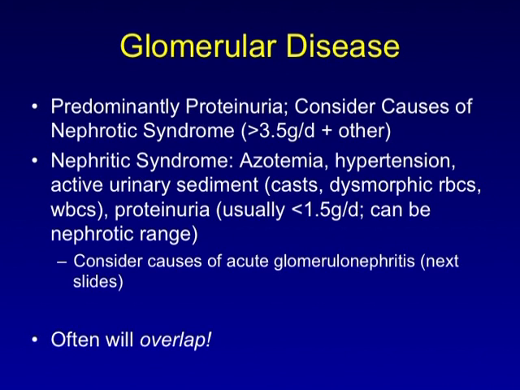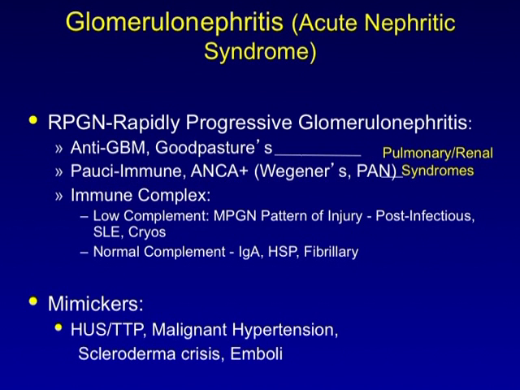And this is where we would consider causes of acute glomerulonephritis. And they can be thought about as rapidly progressive patterns of injury, as anti-GBM disease or so-called Goodpasture's, often associated with a pulmonary component. Then there are the angiitis, the ANCA-associated vasculitis, anti-neutrophil cytoplasmic antibody, polyarteritis nodosa, and Wegener's granulomatosis.